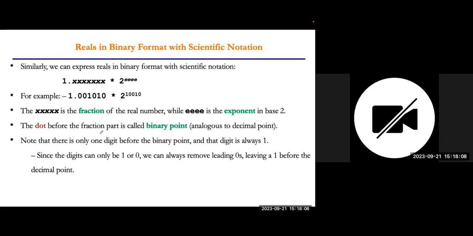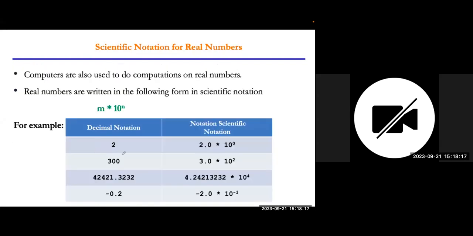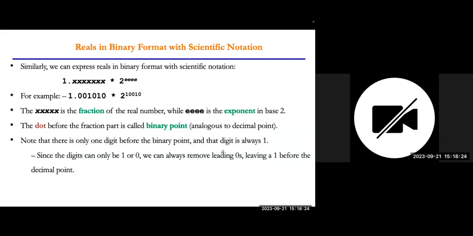The dot before the fraction part is called the binary point. This dot we call the binary point, whereas in this case, this dot we call the decimal point, because we use radix 10 here. Here we need to note that there is only one digit before this binary point, and that digit is always 1.